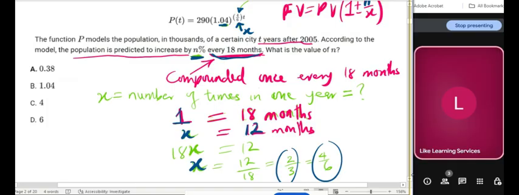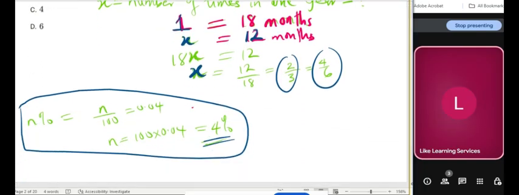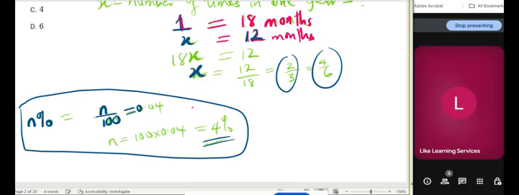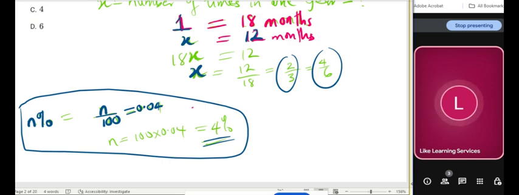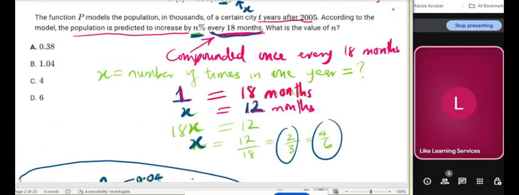So the additional 0.4 is the rate. Are you still with me? Yes. So if n% is that additional 0.4, so n% means n over 100 is 0.4. What's n? Just simple arithmetic. N is cross multiply, 100 times 0.4, which is 4%. So 4 is actually correct for this.